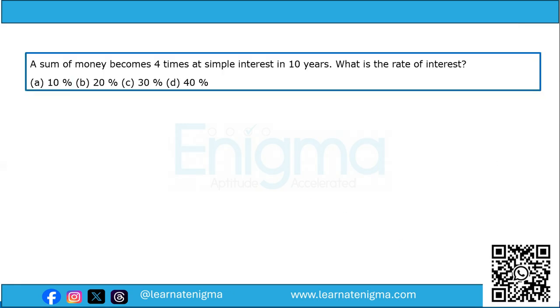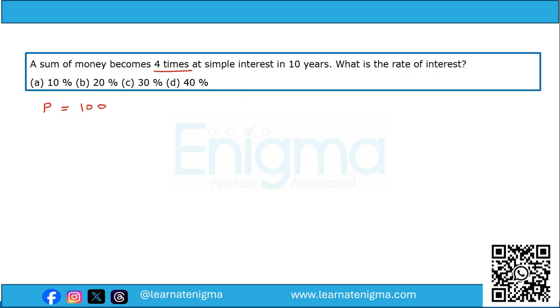A sum of money becomes 4 times at simple interest in 10 years. What is the rate of interest? Now, let's assume the sum of money invested, that is principal, to be 100.